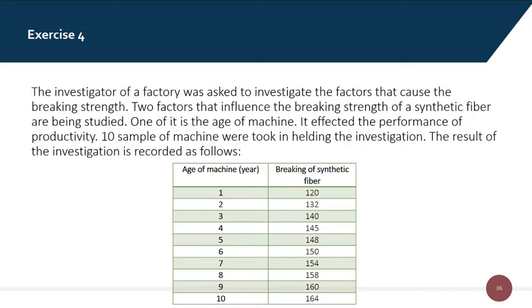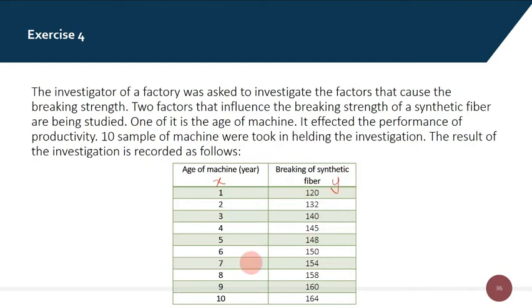Okay, when you want to start, you must make sure what is the independent variable, what is the dependent variable. Okay, pause and try to check which one is independent and which one is the dependent. Okay, from the exercise, we can see that breaking strength of synthetic fiber depends on age of machine. Therefore, age of machine is the independent variable which is on the x-axis. Meanwhile, breaking strength of synthetic fiber is the dependent variable on the y-axis.